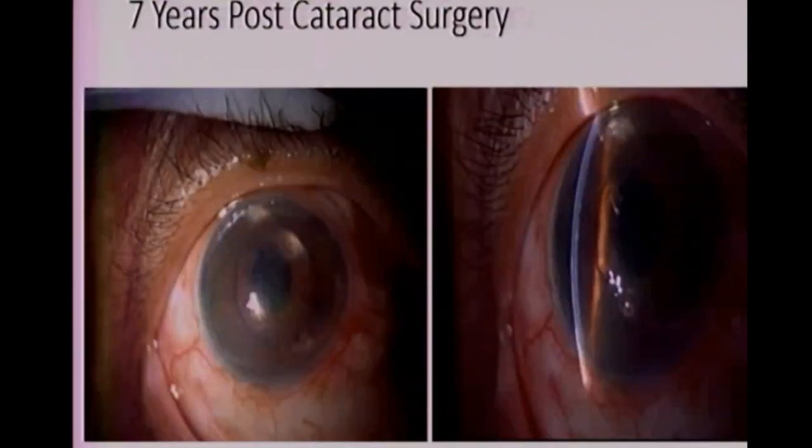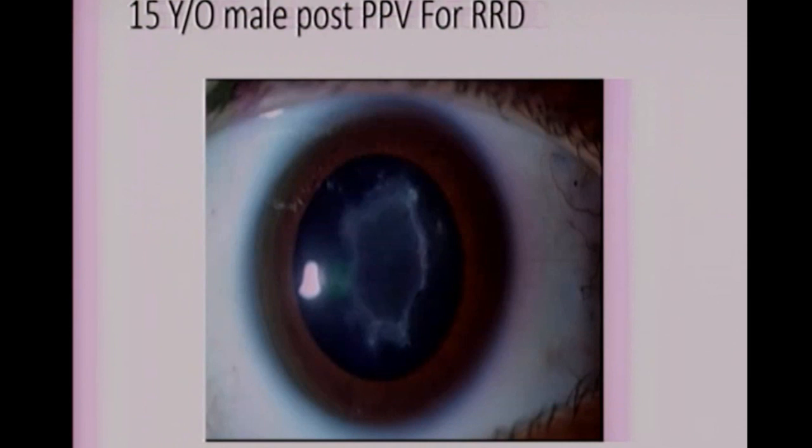Three? Yeah. So this is the third one. The second one, this one, he is 15 years old, post-vitrectomy for retinal detachment. So I just need the diagnosis and 2 or 3 steps in surgical approach.